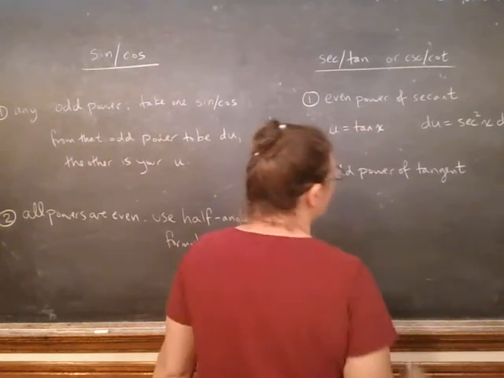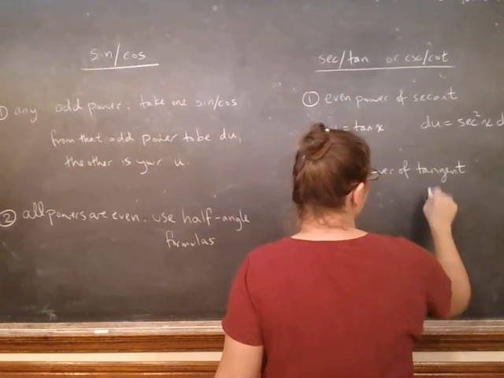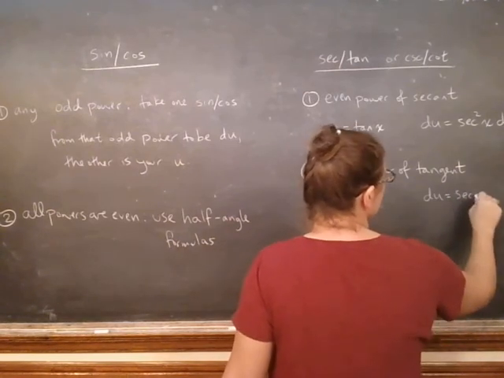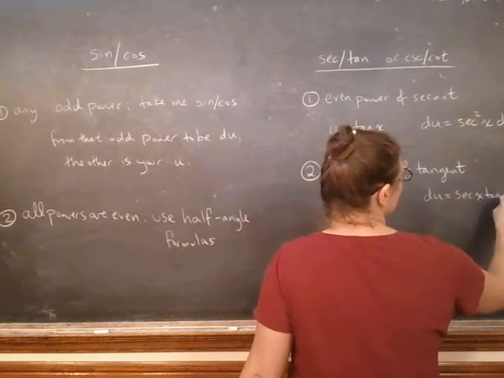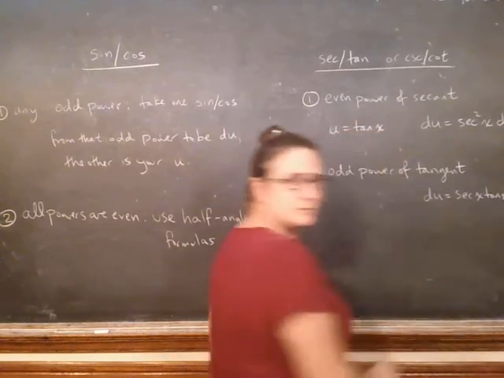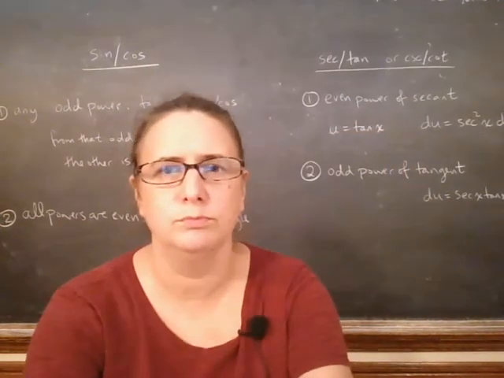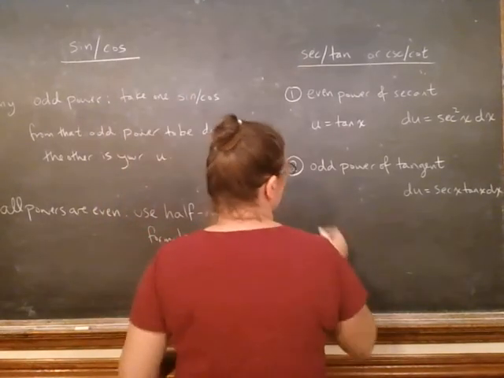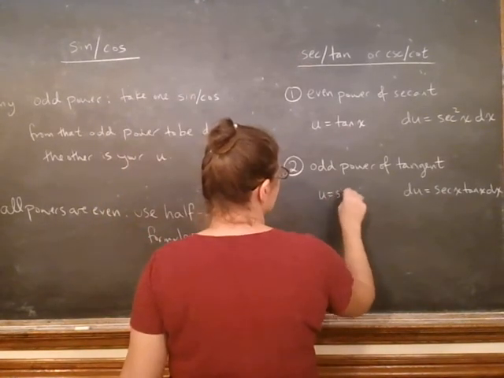Okay. So that would be du would be secant x tangent x dx. Oh, I hope you can see that here. There we go. And u ends up being secant x.